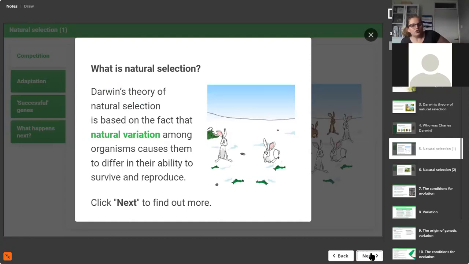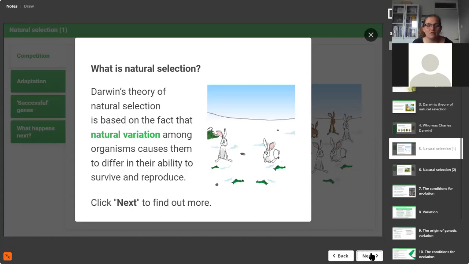So Darwin's theory of natural selection is based on the fact that natural variation amongst organisms causes them to differ in their ability to survive and reproduce. And it's natural variation. This variation is not directional, it's not been chosen, it's random mutation. We have variation, all humans. We look around, everyone looks slightly different, and everyone's bodies work slightly differently. And in wild animals and wild plants, what we can see is those natural variations. Some of them are advantageous and some of them are disadvantageous.